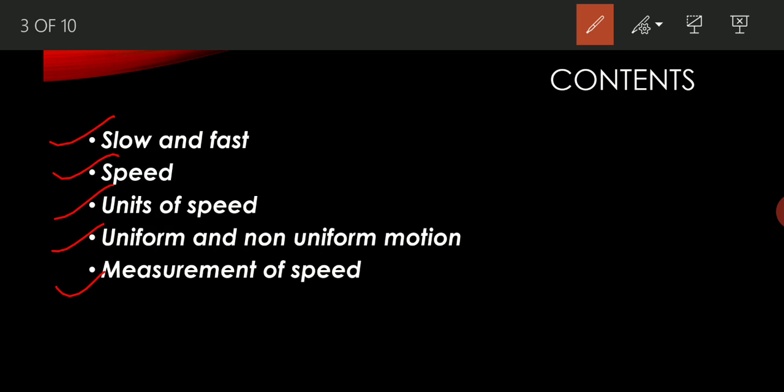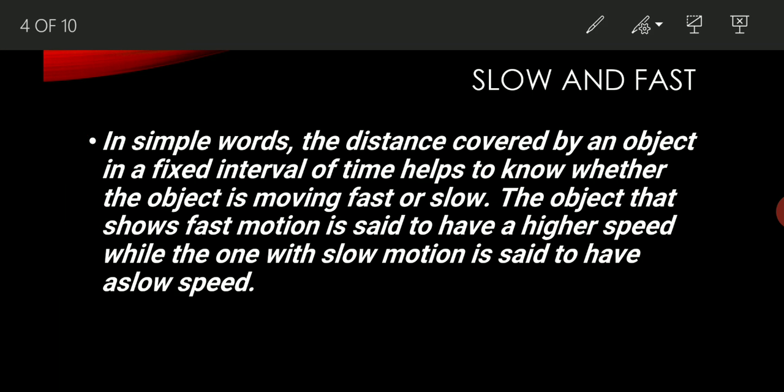We will also know the instruments. We also come to know about the instruments which are used to measure the distance and which are used to measure the speed. Clear? So we come to know all these things. Let's start the first topic, that is slow and fast.